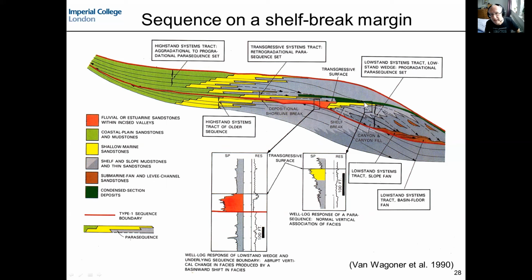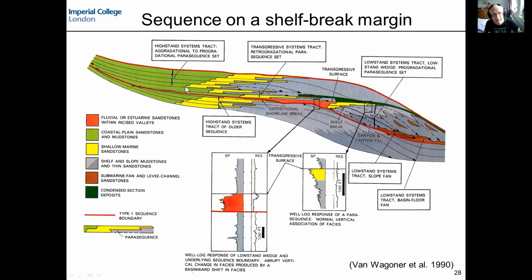Then above that, in green, these dark green deposits are condensed deposits. Effectively they form when we shut off sediment supply to these outer shelf, slope, and basin floor regions. Those are accumulating when the shoreline is backstepping, when it's retreating. So this would be the transgressive systems tract in here.